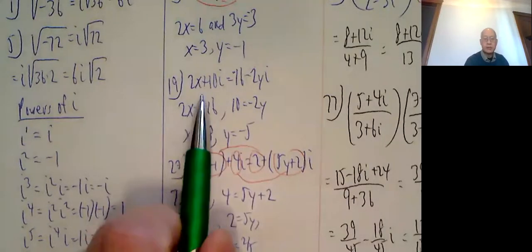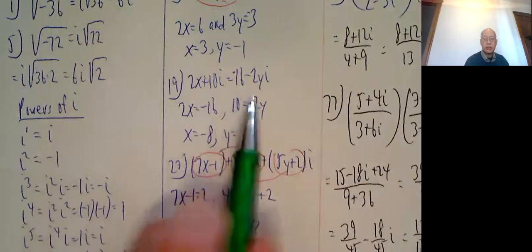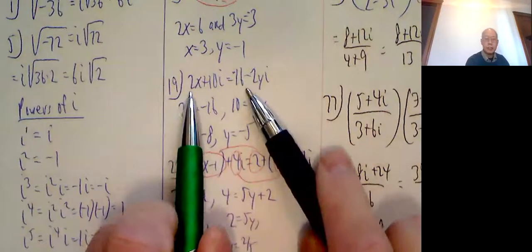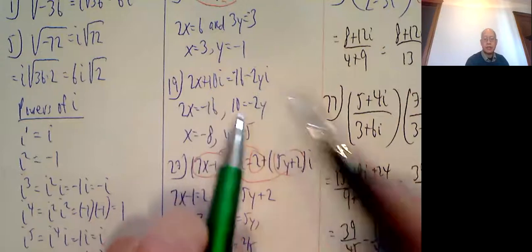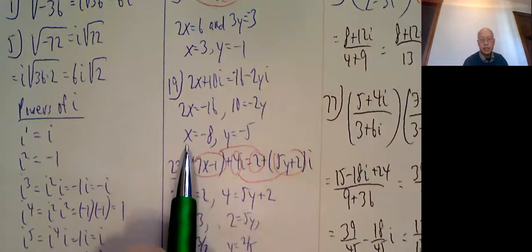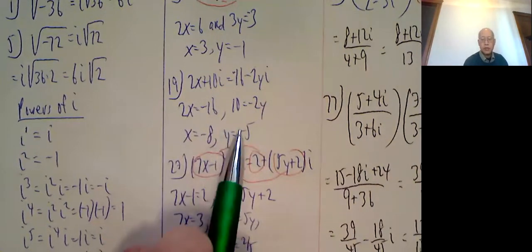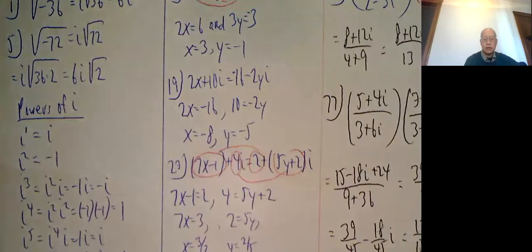19, same thing. 2x plus 10i equals negative 16 minus 2yi. The real part has to match, 2x equals negative 16. The imaginary part has to match. 10 has to equal negative 2y. So that gives me x is negative 8, divided by 2. y equals negative 5, divided by negative 2.